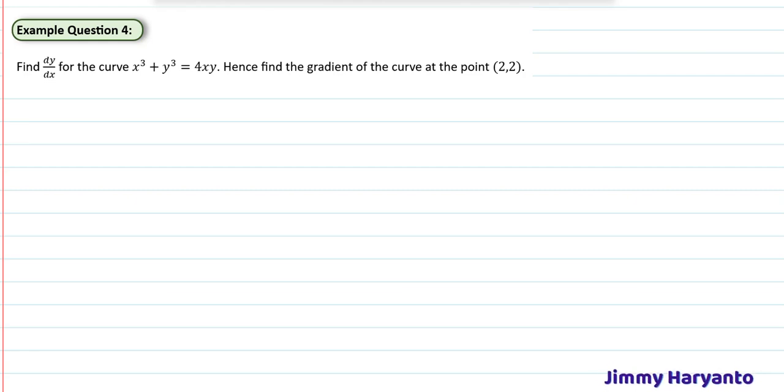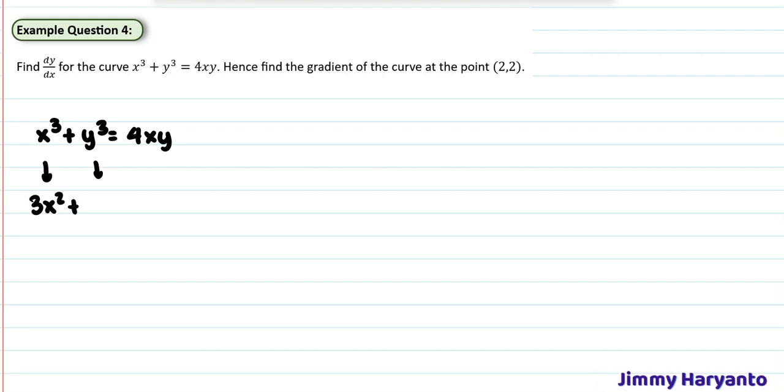Of course, because this is differentiation, it will be related with the application itself, which is gradient, normal, tangent, stationary, and nature. For this one, you have to find the dy dx and then hence find the gradient. Okay, let's try to find the dy dx first. So x cubed plus y cubed equals 4xy. First, I want to differentiate this. It will become 3x squared. Next, differentiate this. It will become 3y squared. Don't forget to write down the dy dx after.